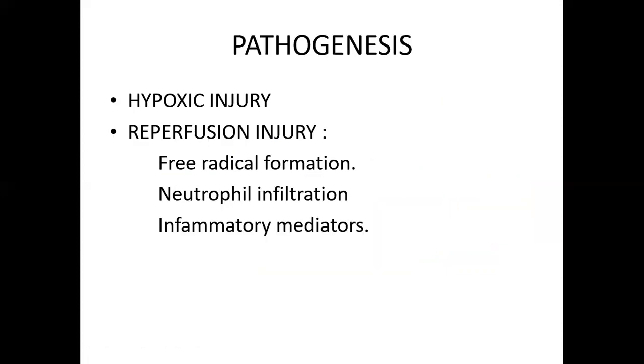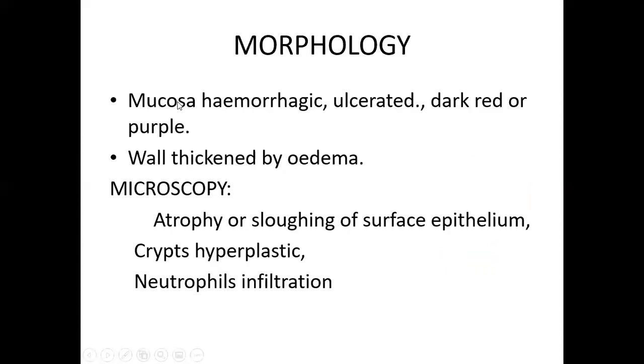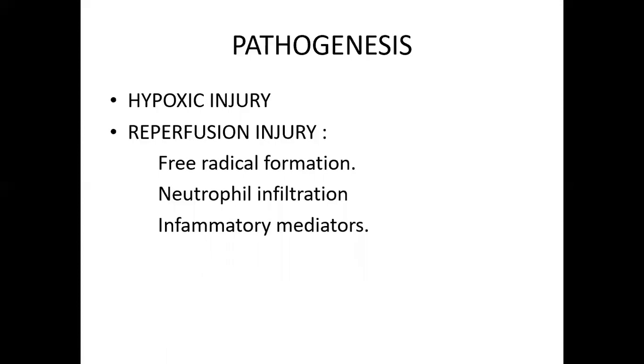So, pathogenesis of infarction. There are two types of injuries. First is hypoxic injury. When there is hypoxia, there will be mucosal damage, sloughing, and injury to the mucosal epithelial cells. And when the perfusion is restored, that is, there is reperfusion injury, there will be free radical formation, and then there will be neutrophilic infiltration and secretion of various inflammatory mediators.